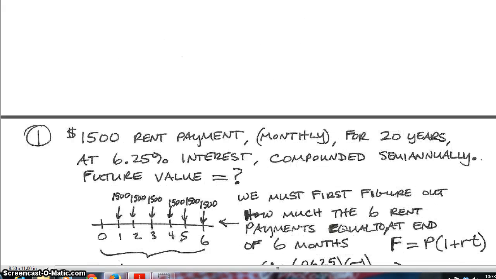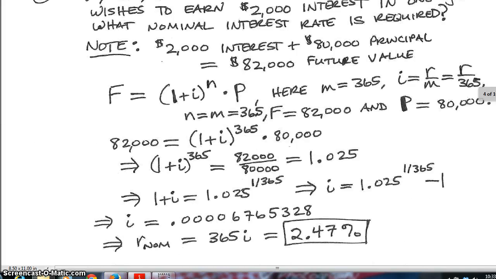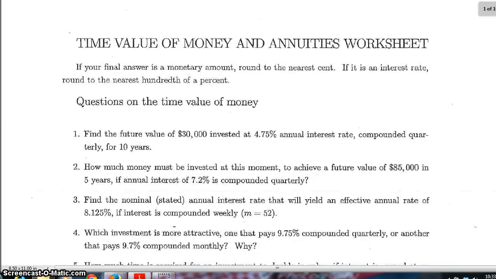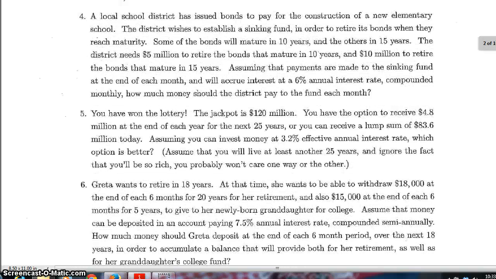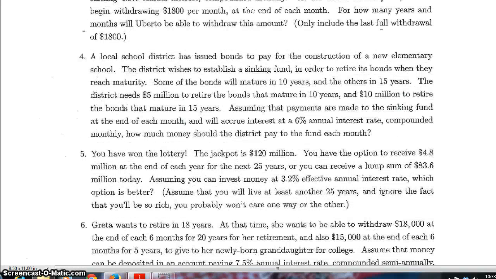Okay, the last three problems on the annuities worksheet. And a couple of these are definitely some of the hardest that are on here. First one, number 4. This is a pretty realistic problem.